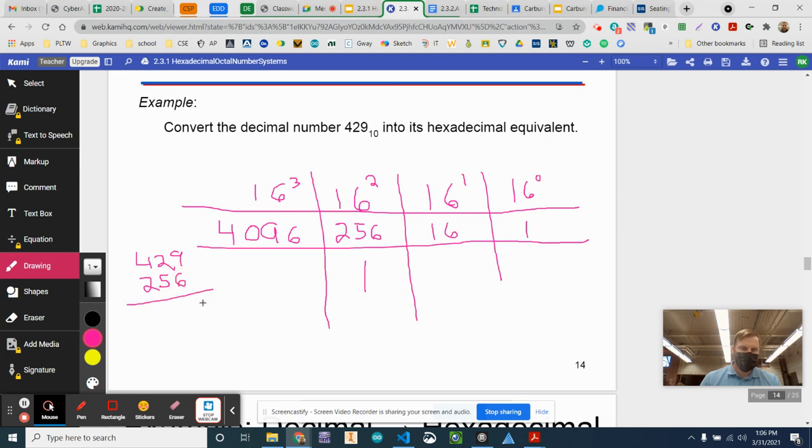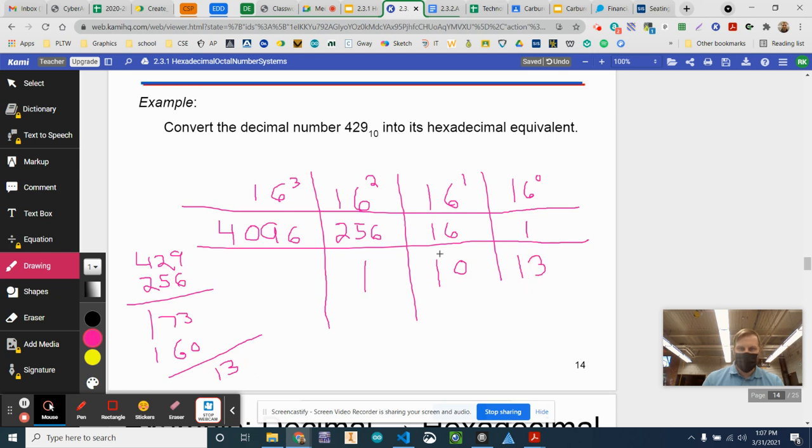Anybody already have the answer? 429. I'm going to use the calculator minus 256. 173 left. Okay, great. So then how many 16s can go into that? I'm going to divide it by 16. Okay, we can get 10 whole ones in there. So 10 here. All right, will get us 160. All right, and then we're left with 13. And that should be an easy one. We can get 13 in here.